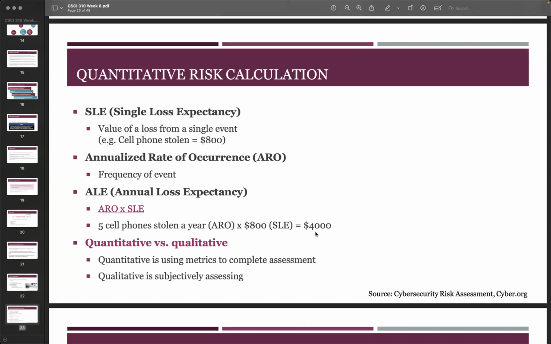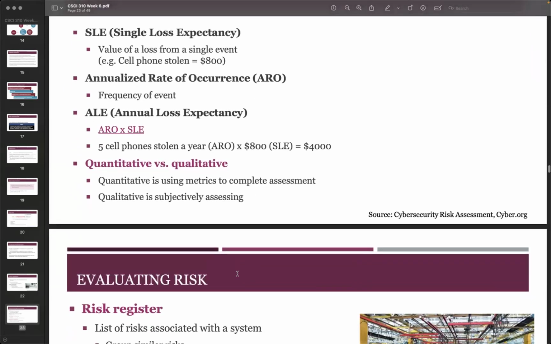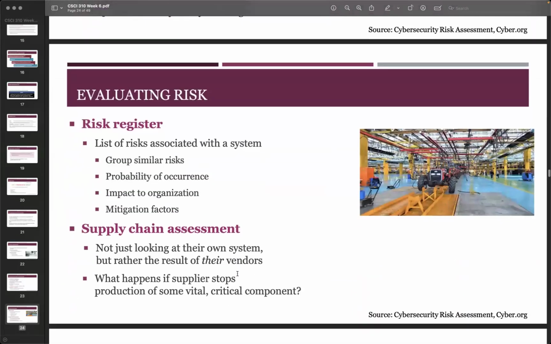So they put it here, and then the quantitative approach uses metrics for computed assessment, while the other is subjective assessment. So okay, and how can we evaluate? It's called a risk register. So this is something called the risk register.